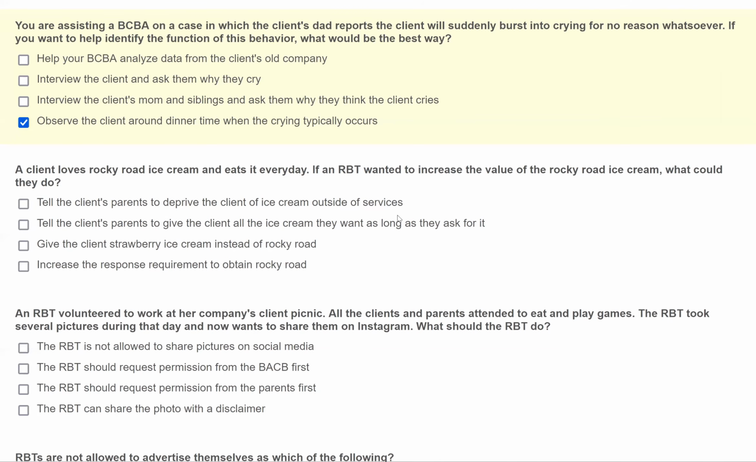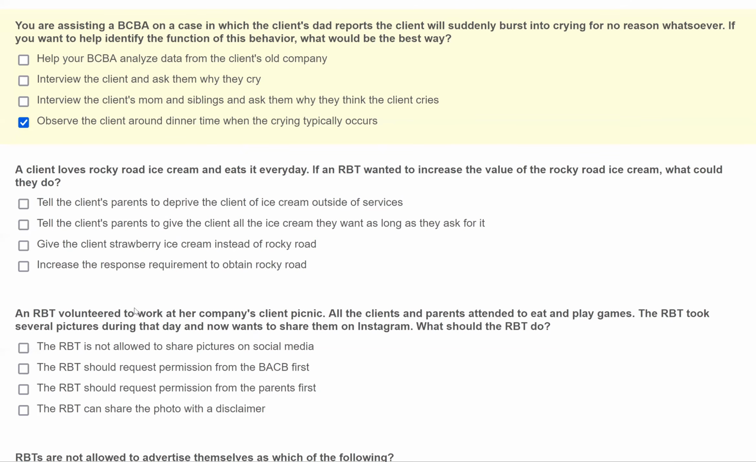Okay, they're getting as much as they want. No extra motivation for when you get there to work for it. C, give the client strawberry ice cream instead of Rocky Road. Theoretically, because they're deprived of Rocky Road, but they're still getting ice cream. Okay, so it won't necessarily increase or decrease the value of Rocky Road in theory. Now it always could, but it's really not going to be the best strategy. They're still getting ice cream. It's just a different type of ice cream.